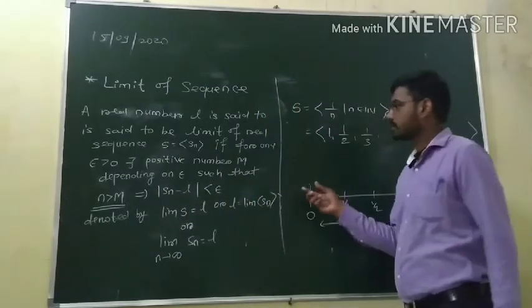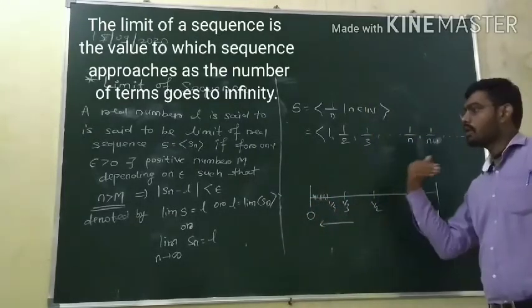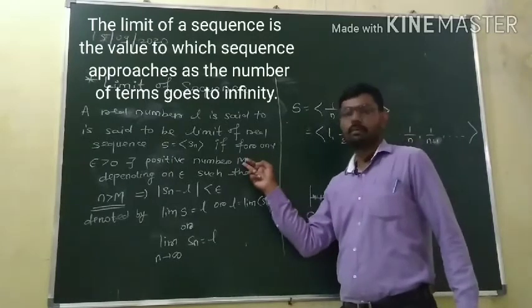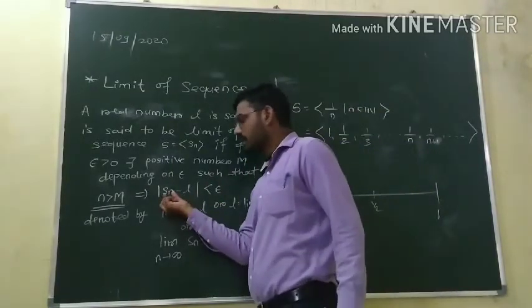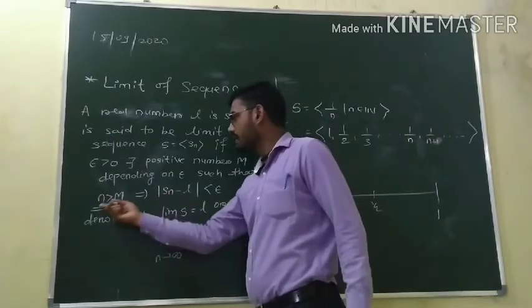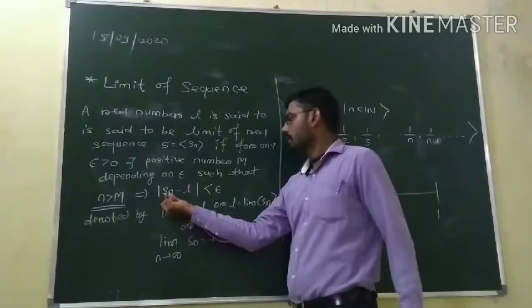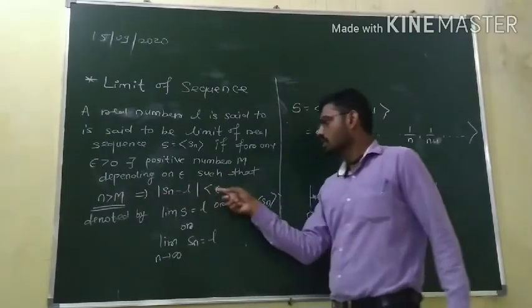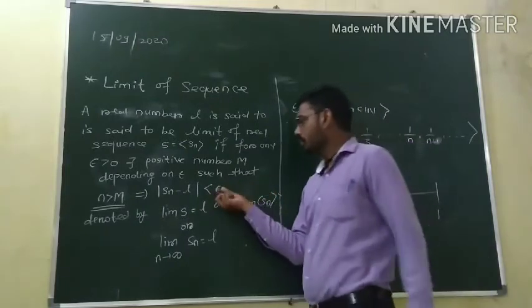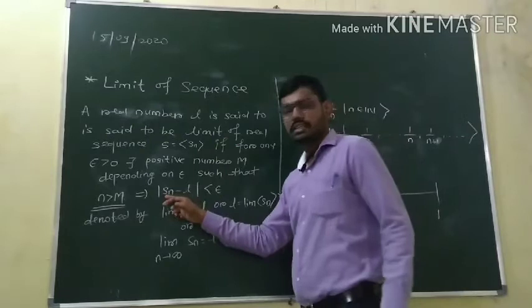Okay, this is nothing but as the value of n increases beyond some particular number m, if you take the difference between the terms Sn, where n is greater than that fixed number m, and L, and the difference goes on decreasing and tends to a very small number, then we say that the limit of the sequence Sn is L.